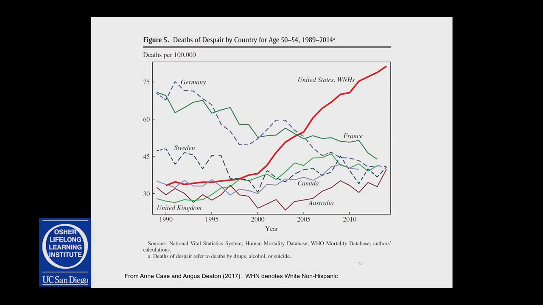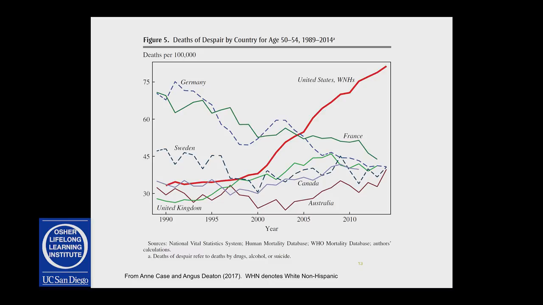Here it is by country to show you that there's something unique about the US. By age, for age 50 to 54, and WNHs are white non-Hispanics, okay? So that's what that means. So you can see that the deaths per 100,000 in terms of these deaths of despair, again, suicide, drug overdose, and alcohol related deaths, are going down in most countries or are flat. So Germany really comes down, France is coming down, Sweden comes down, and then is mostly flat. Canada goes up a little bit, Australia goes up a little bit, but they're just much lower. It's also the United Kingdom. The red line is the US.